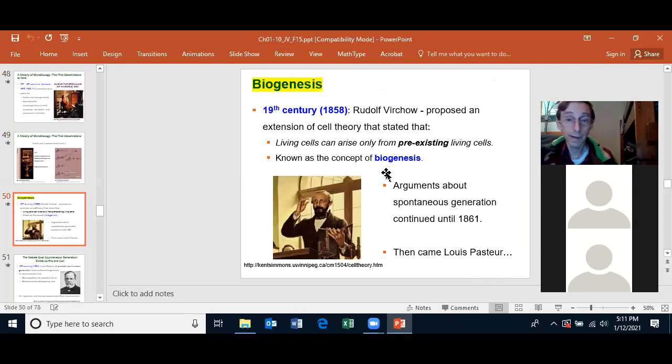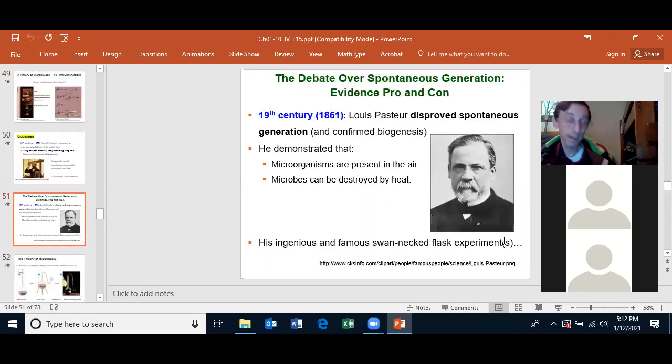The next thing, I'm not going to talk much about it, is Rudolf Virchow, who wrote up the theory of biogenesis, that all living cells arise only from pre-existing living cells. What's more important in the history of microbiology was Louis Pasteur. He finally disproved the theory of spontaneous generation, and therefore confirmed the theory of biogenesis, that all living cells derive from other living cells.